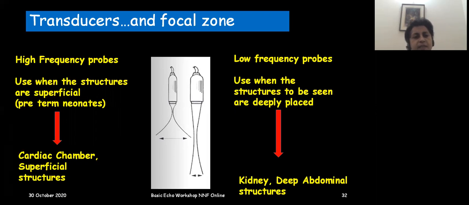For example, preterm neonates. It can be used for cardiac chambers and superficial structures, whereas low frequency probes are used when the structures to be seen are deeply placed, as the kidney and deep abdominal structures. So these two red arrows are actually showing us what is the focal zone in each of these.